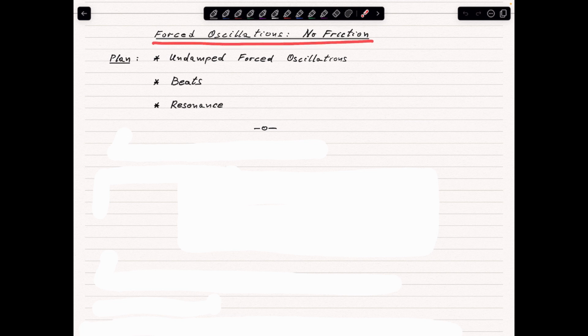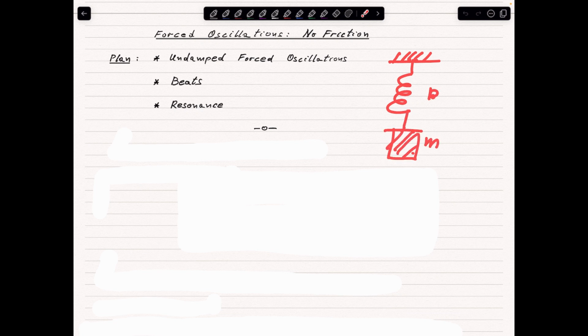In this video we are going to talk about forced oscillations without friction. By that we mean that we have a mass spring system. So we have a spring and then we have a mass attached to the spring. This has a mass m, this is a spring with spring constant k, and to that system we are going to apply an external force.